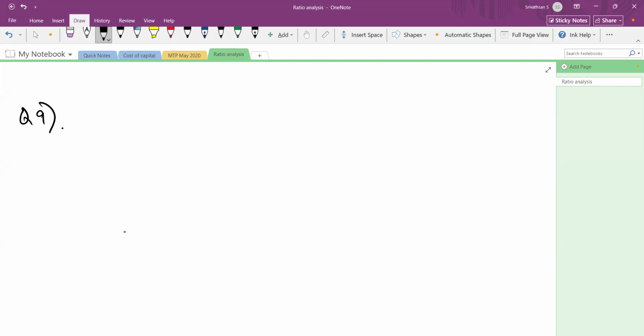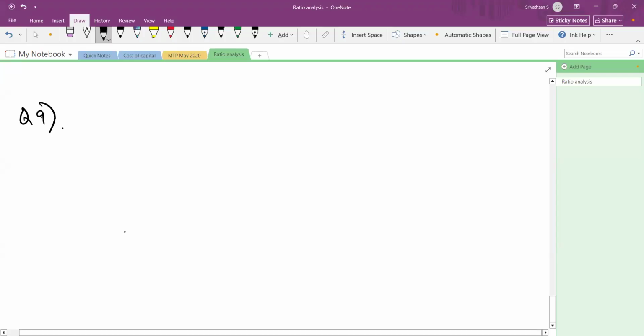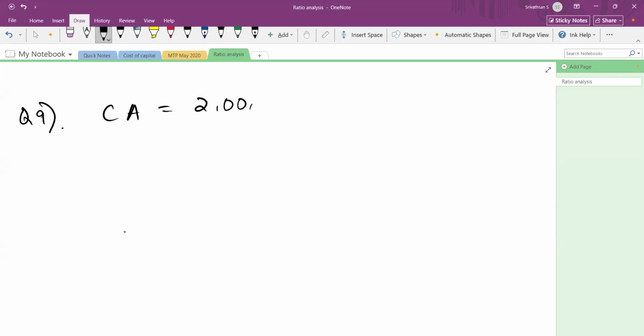No, no. You have to calculate debt to equity ratio. Asset test is given. Did you calculate current asset? How much? 2 lakh. Okay. Did everyone get current asset 2 lakh? Everyone, right? So question number 9, current asset is 2 lakh.